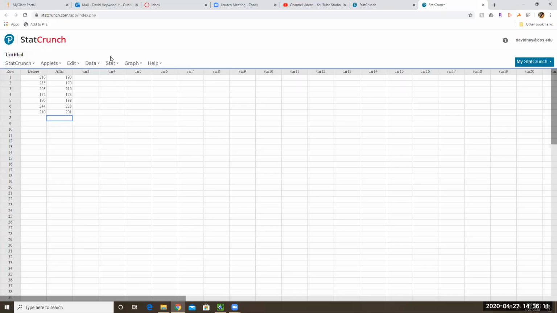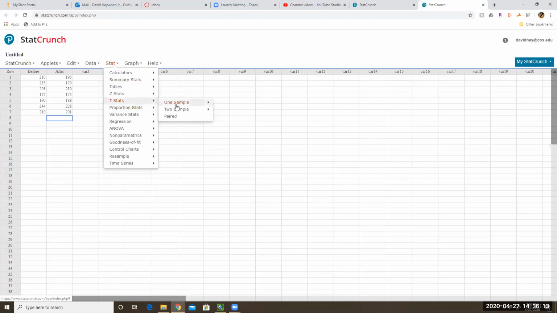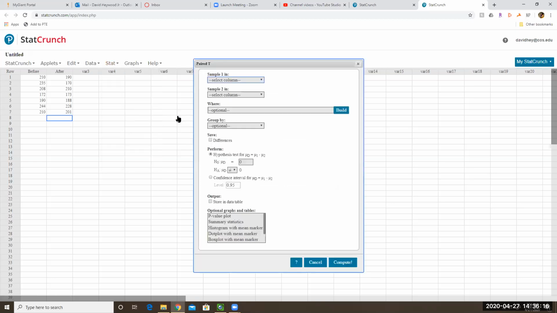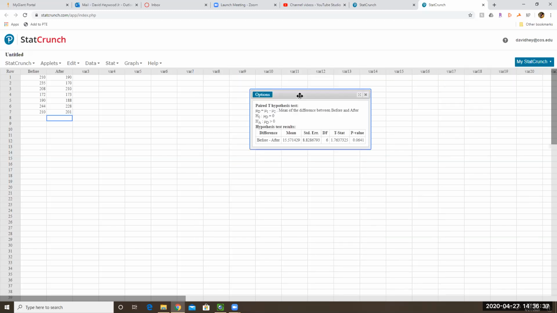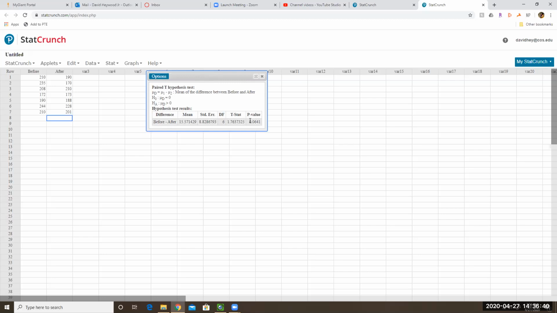So now we're going to go to Stat, T Stats, Paired. Sample 1, I called that column the before column, and then sample 2, I called that column the after column. And then we want to test mu d equals 0 against mu d greater than 0. So we hit compute and we get the p-value, right? So the p-value is 0.0641.